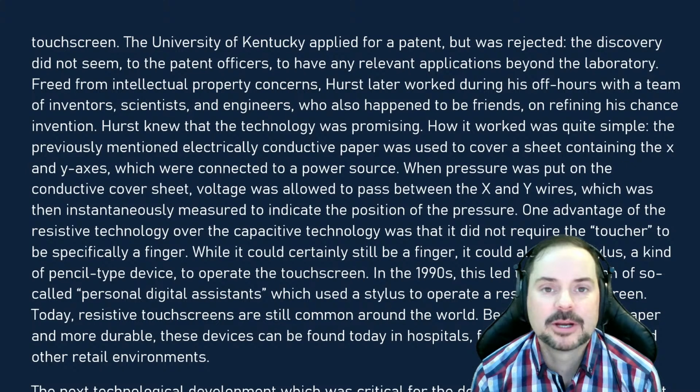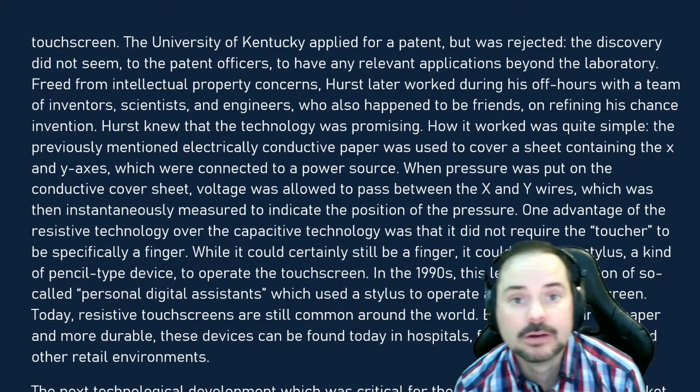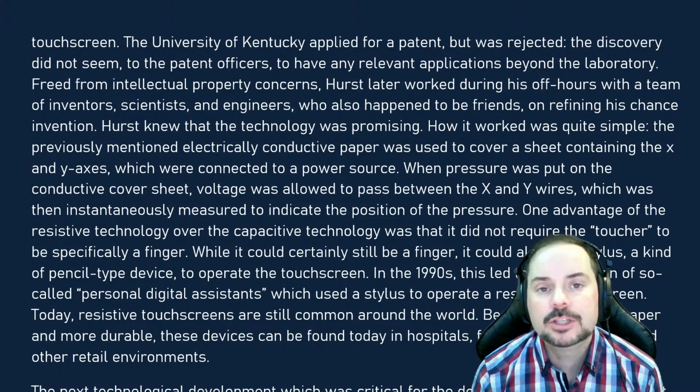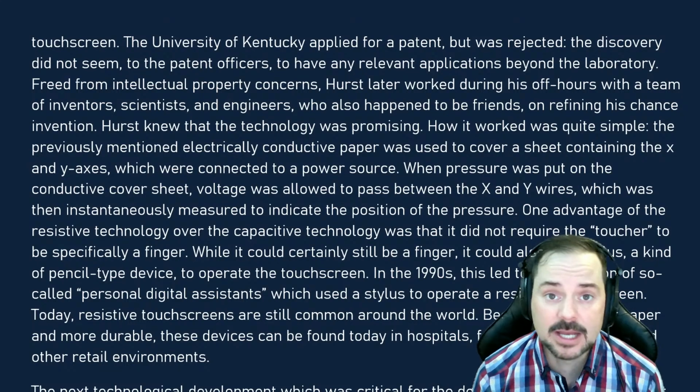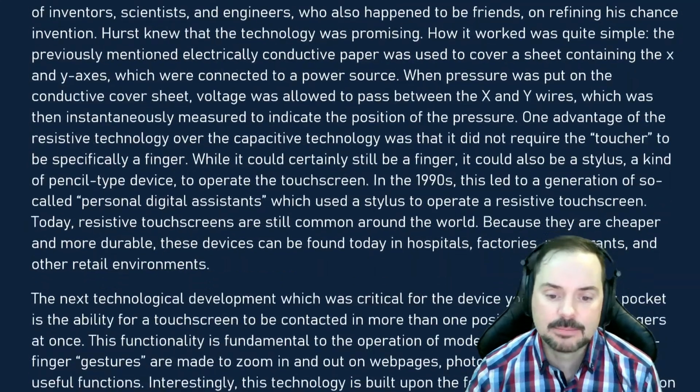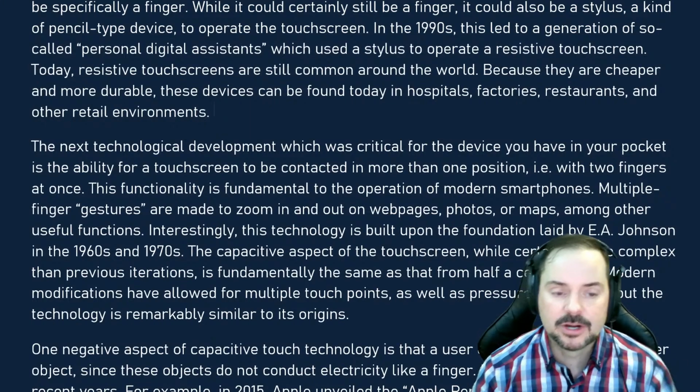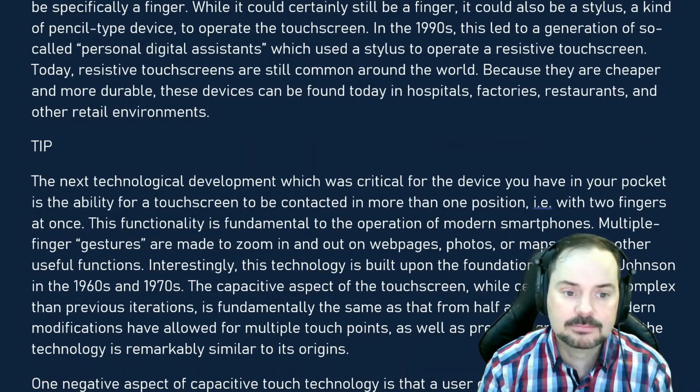When you have a big paragraph like this, the goal isn't for you to understand every little detail of the paragraph. What you need to be focusing on is the main idea, okay? And that's my tip for this paragraph here, okay? So tip, don't freak out.